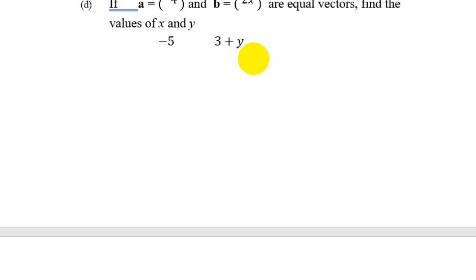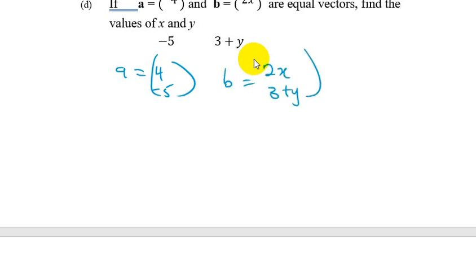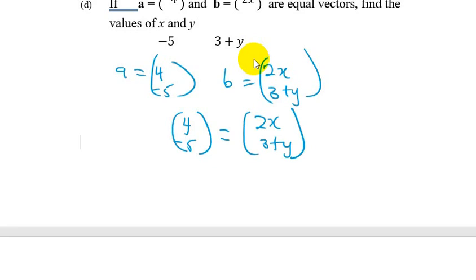Now for this question, let me rewrite it. They are saying that A is equal to (4, -5), okay, like this, and B is also (2x, 3 + y). So we should equate it. After equating, we should find x and y. So we'll do it for the top and we'll do it for the down. So this is going to be (4, -5) being equal to (2x, 3 + y). Now we are told to equate it. So we will equate the top.